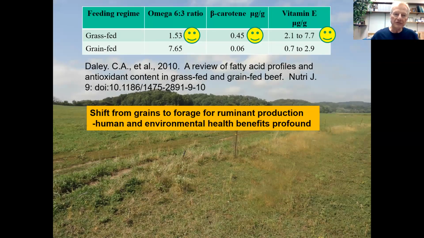So the shift from grains to forage for ruminant production will have human and environmental benefits.